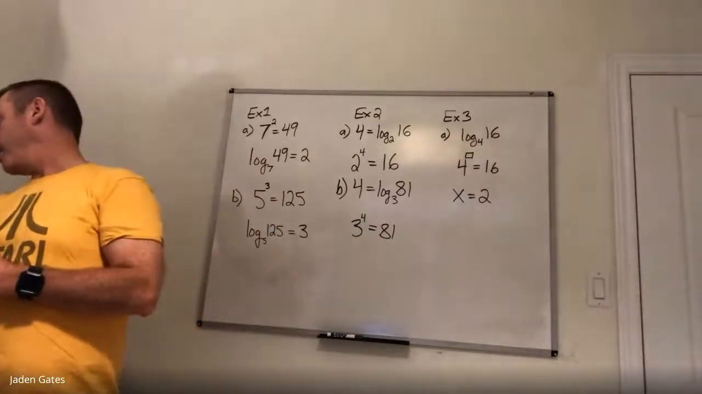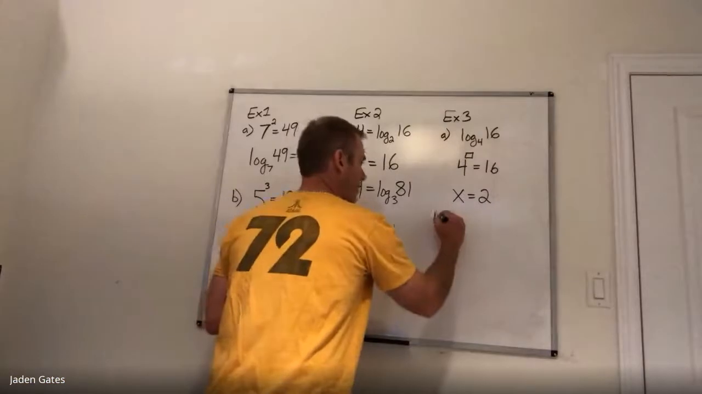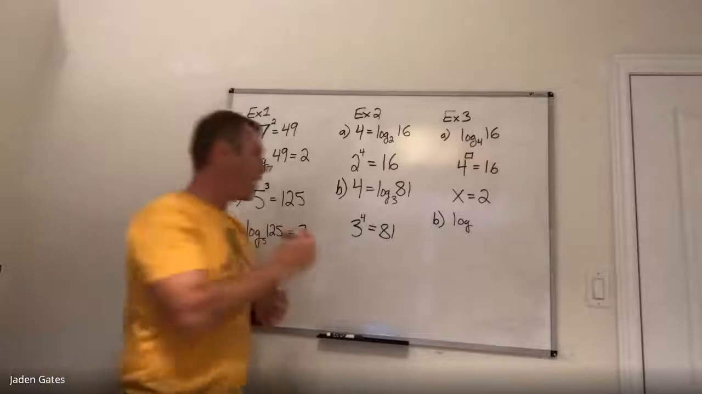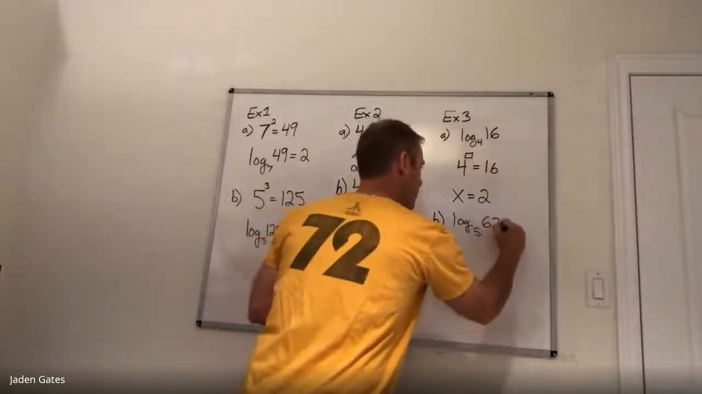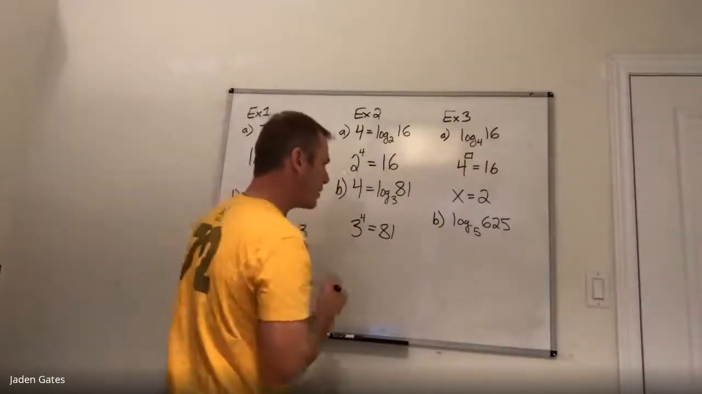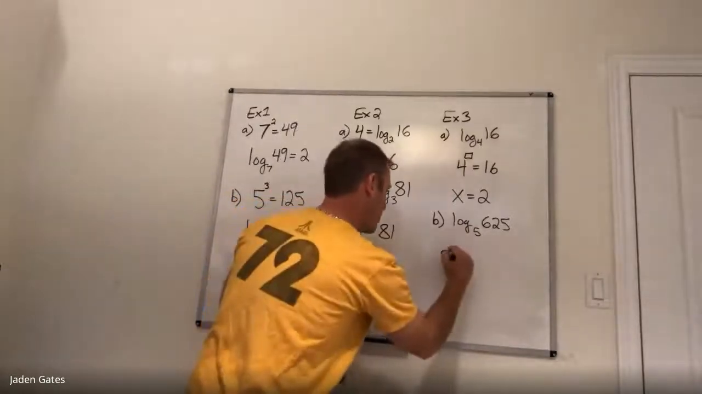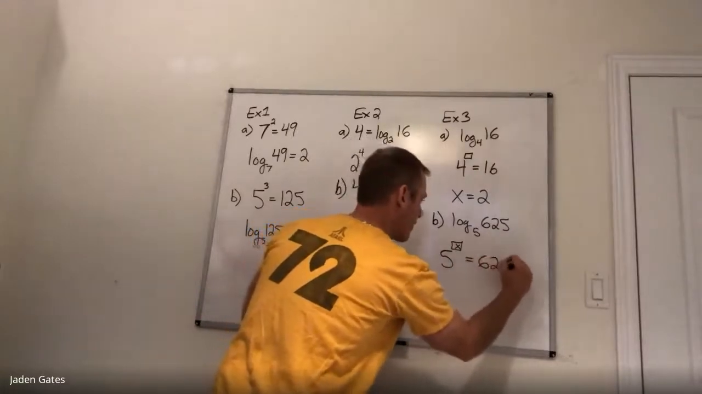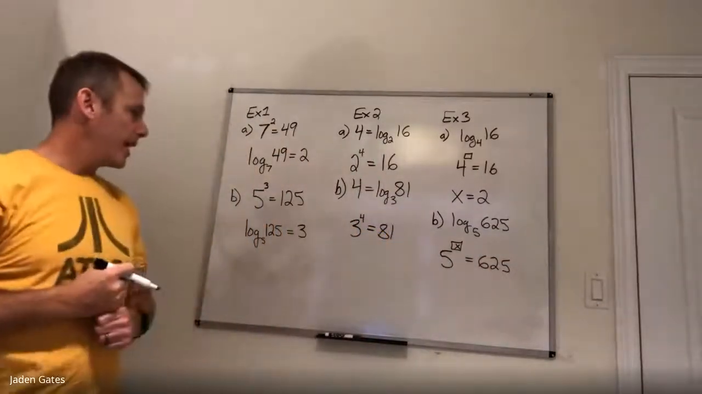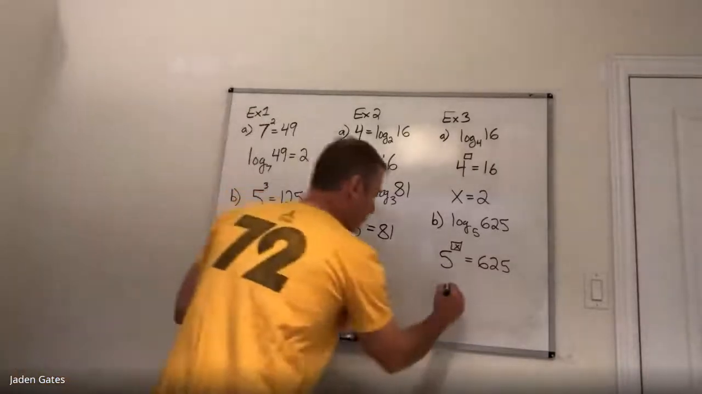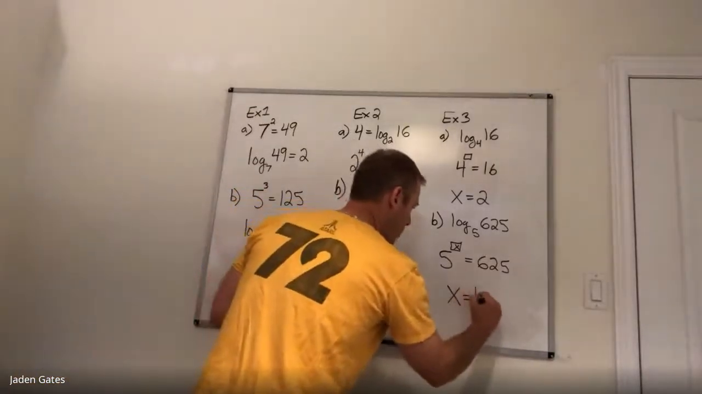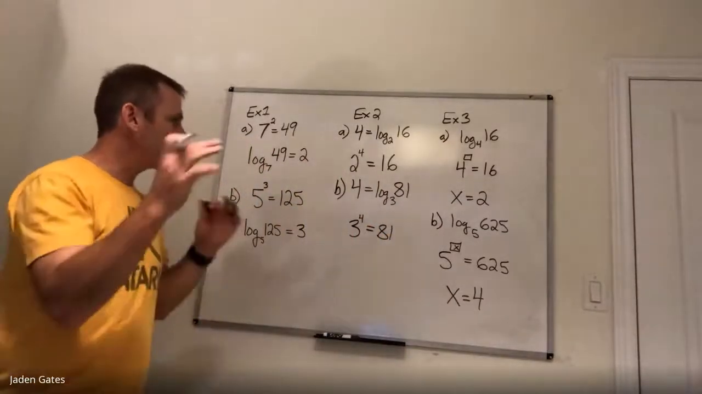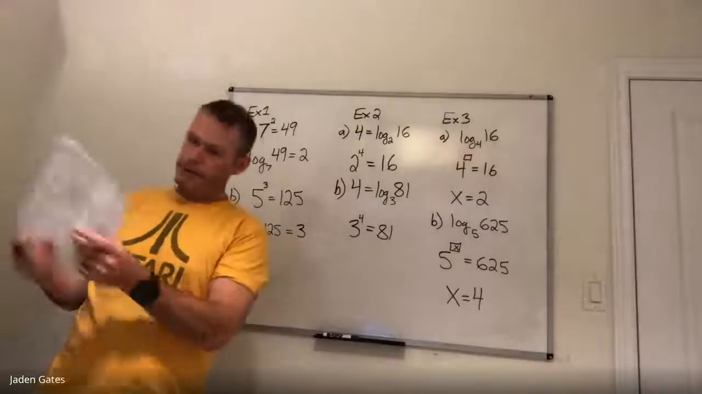Let's see here. B. We got the log base 5 of 625. All right, so again, what it's saying is, here's our base. We don't know this value, so I guess I'll call it x, is equal to 625. And I believe the answer, because I know 5 to the power of 3 is 125, do one more. X is equal to 4. All right, so again, just getting comfortable with the notation.